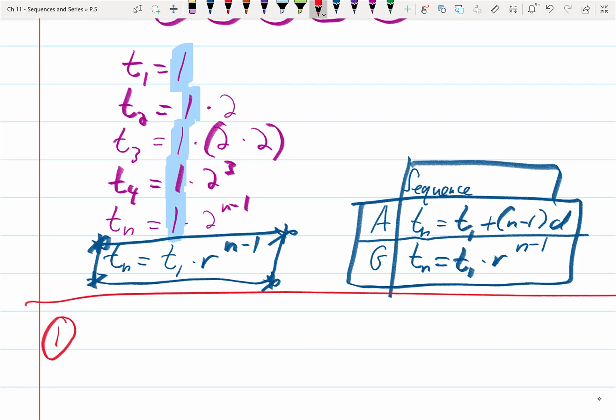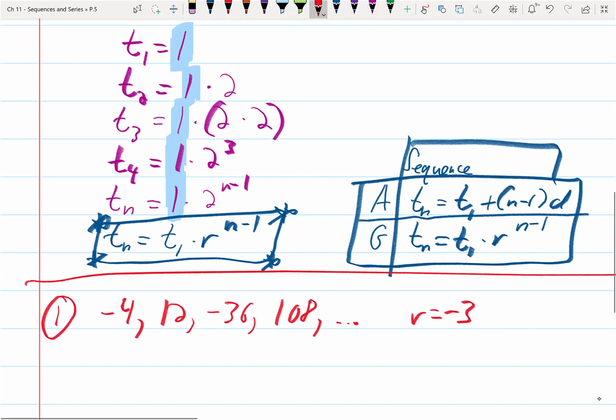First one, I'm going to give you this one, -4, 12, -36, 108, and so on. This is an r value of -3. This type of sequence has a special name because of what it does. And I think you'll know what I mean when I say that this special category of a geometric sequence is called an alternating sequence.